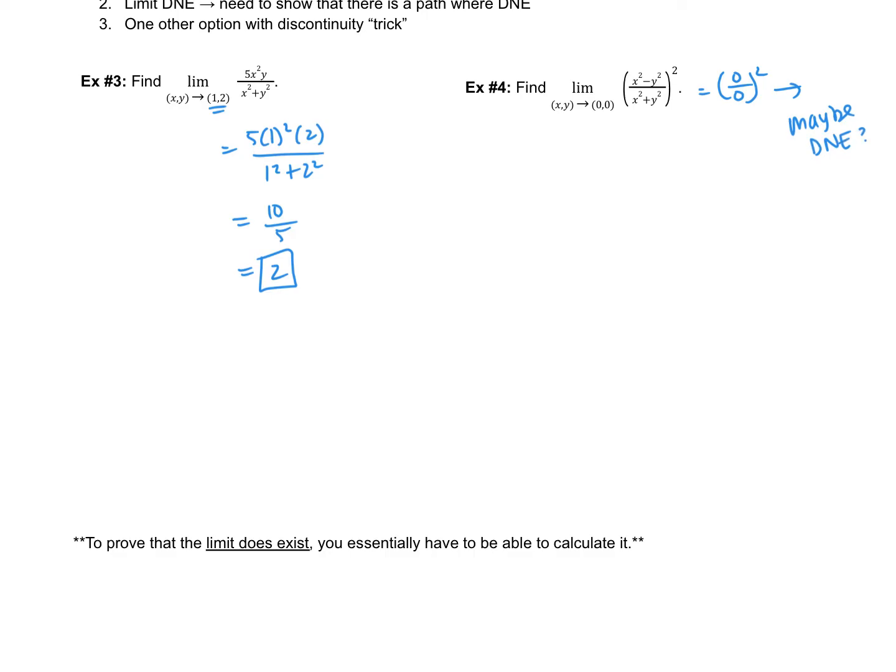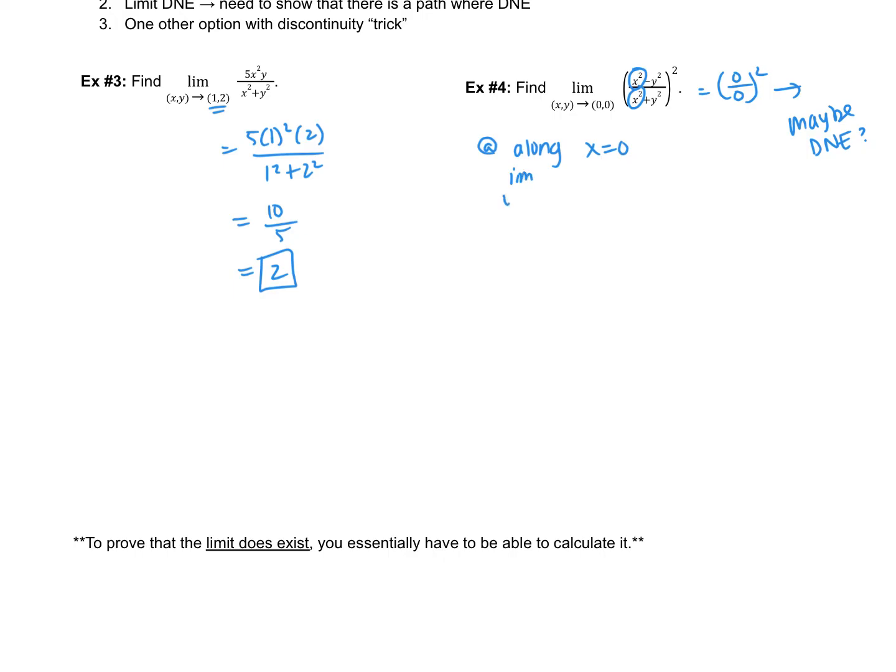So then what we're going to have to do is we're either going to have to show a path where the limit doesn't exist, or we're going to have to find 2 paths where the limit is different. So that's what I'm going to do. I'm going to start with the path x equals 0. So if x equals 0, I'm going to go above and plug in a 0 for x.